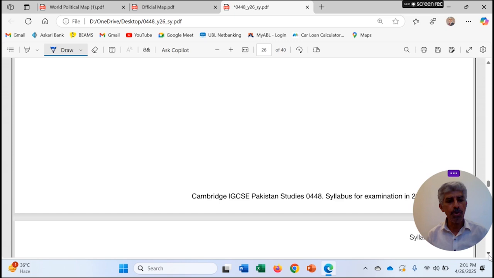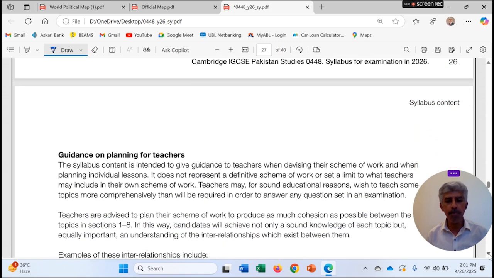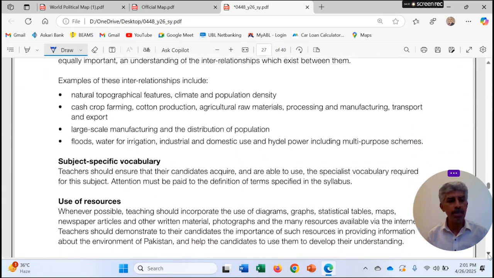These are a few of the points which are covered in the whole of the geography syllabus. And now, moving on to the syllabus content.